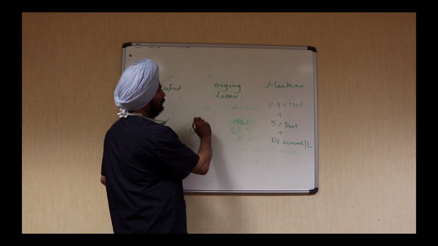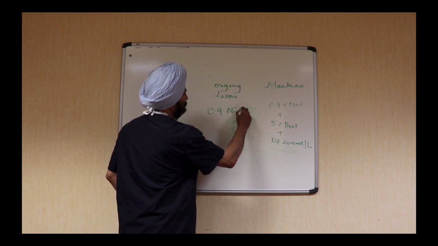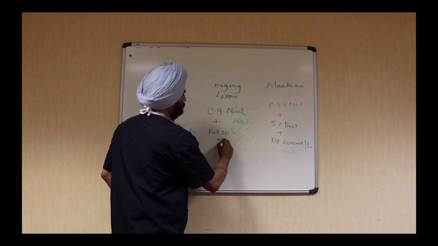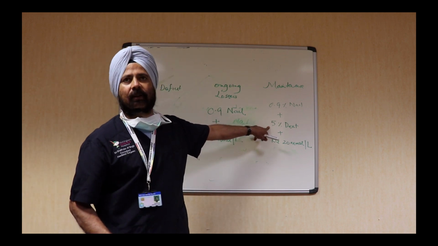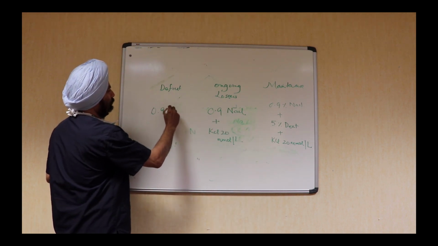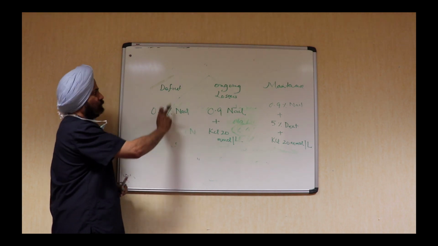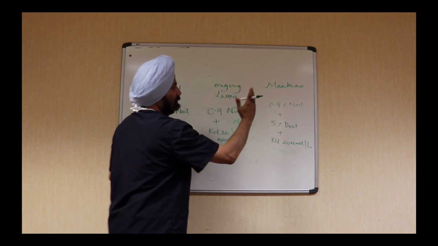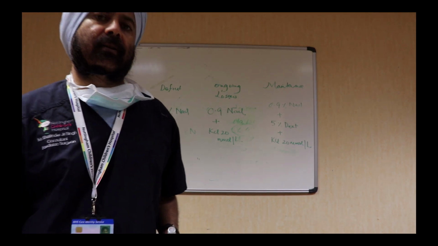If I'm taking care of ongoing losses, then I'm giving you 0.9% saline plus KCl 20 millimoles per liter. In other words, this fluid as compared to that fluid does not have the dextrose. And if I'm giving you the deficit, I'm just giving you 0.9% saline. In other words, this fluid does not have dextrose, does not have potassium. So as you go from deficit to ongoing to the maintenance, the complexity of the fluid increases, and as you come this way, it becomes a simpler fluid. So that finishes the three categories.